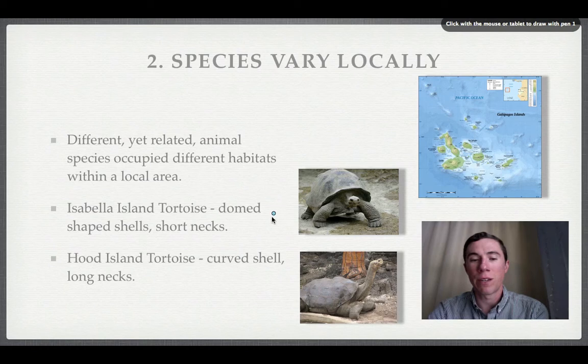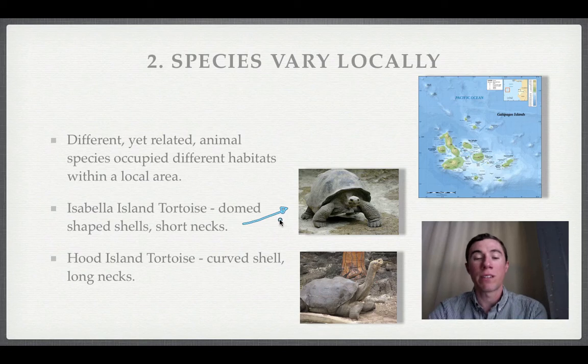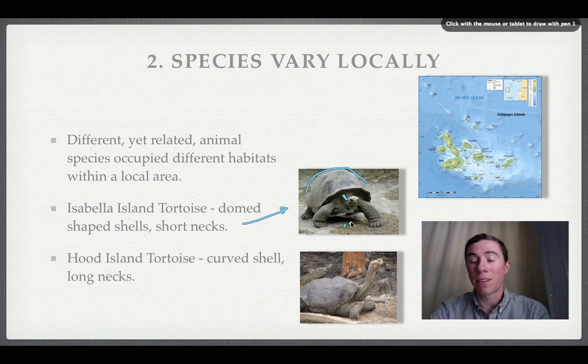And the example that we use here are what are known as these land tortoises. And this first one here is the Isabella Island tortoise. And this tortoise is located on Isabella Island. And what Darwin found is that it had a dome-shaped shell, but one of the best findings or evidence is that it had a very short neck. And the reason that these tortoises had short necks is because on Isabella Island, the habitat that they lived on, the vegetation was on the ground. And so it was really close, and so their necks were rather short because they just had to lean over and eat the vegetation there.